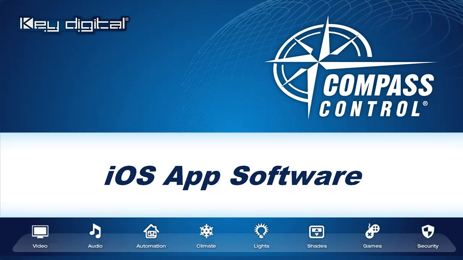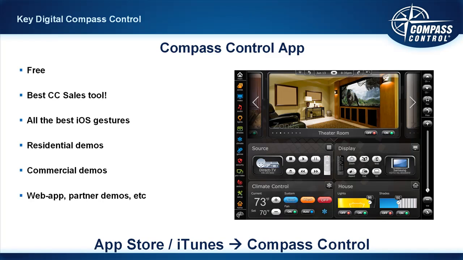So that was the PC software and the project types. How about the software in the iOS device, right? It's also very, very important. Now, start by downloading the Compass Control app. Just go to the iTunes or to the App Store within the iOS device and search Compass Control. It's free of charge to download the Compass Control app, and this is the best sales tool you can have for Compass Control.